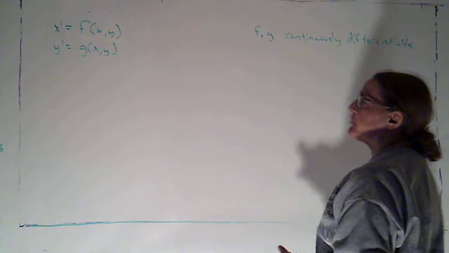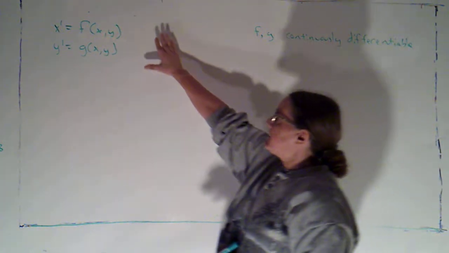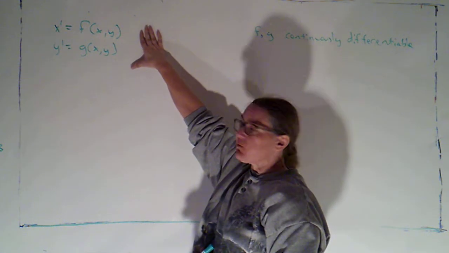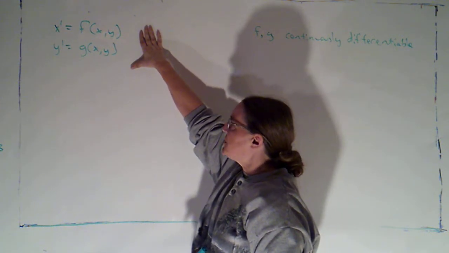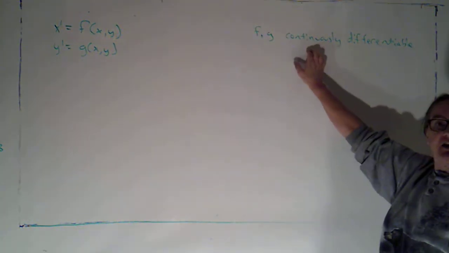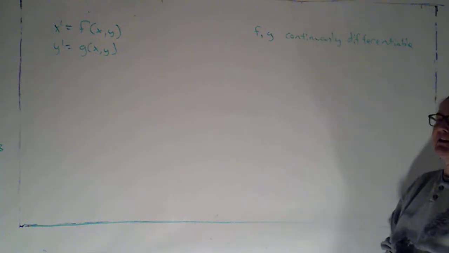Okay, so I want to talk about how we would know whether a system is Hamiltonian or not. So let's suppose that I have an autonomous system like this, where x prime is f of x, y and y prime is g of x, y. I am going to require that f and g be continuously differentiable. Your textbook omits that condition, and they really shouldn't.